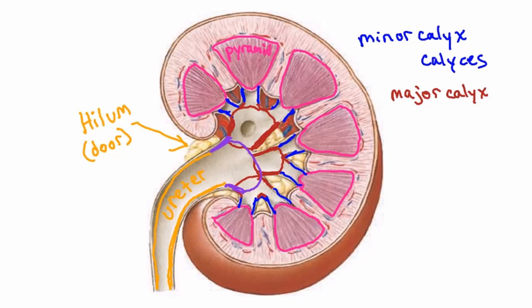So this entire purple area that I'm circling, that's where all the major calyxes come together and get ready to turn into the ureter. So the point where all the major calyxes come together to turn into the ureter is called the renal pelvis.